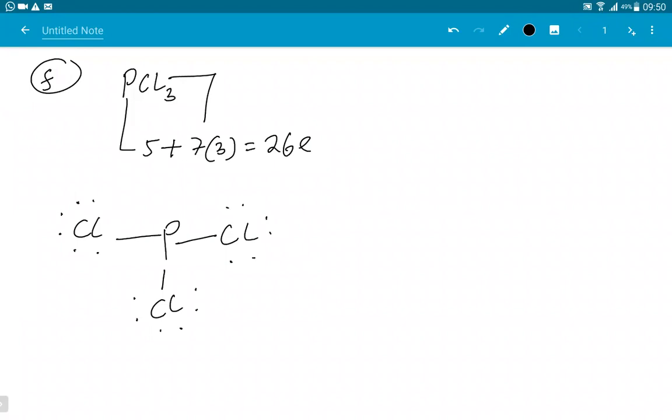So the remaining 2 you give to the central atom. You give to the central atom here. So once you give to the central atom, you just check. Do you have 8 electrons here? Let's check. Do we have 8 electrons there? Yes.